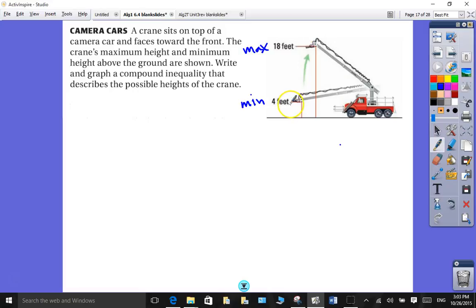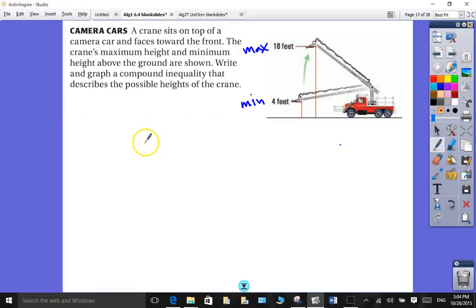Okay, can the crane be less than 4 feet high? No, because it looks like it only goes down as low as 4 feet. Can it be higher than 18? No. It can be between 4 feet and 18 feet. Whenever I use that word between, and I use it a lot when I'm doing these inequalities, you should be thinking compound inequality. Right? Here's our three-part inequality.